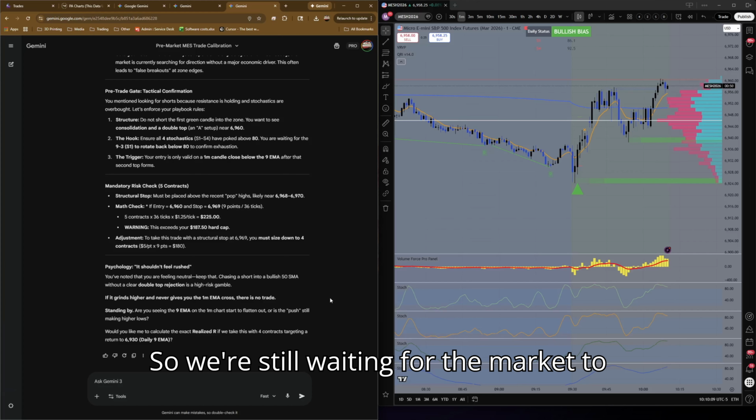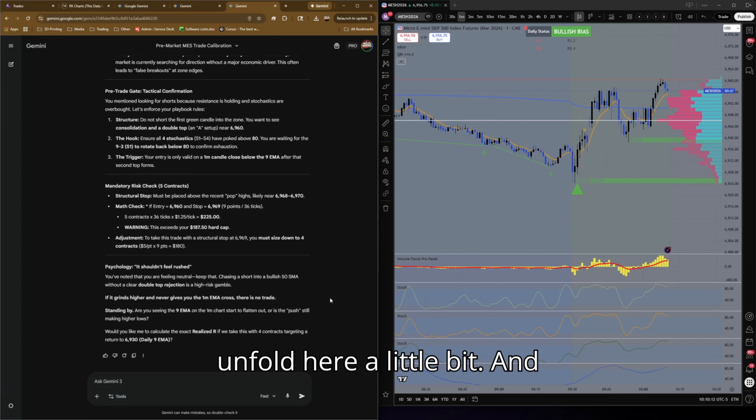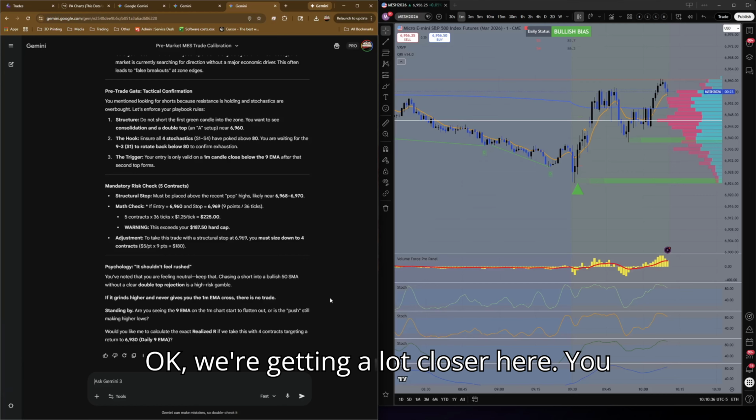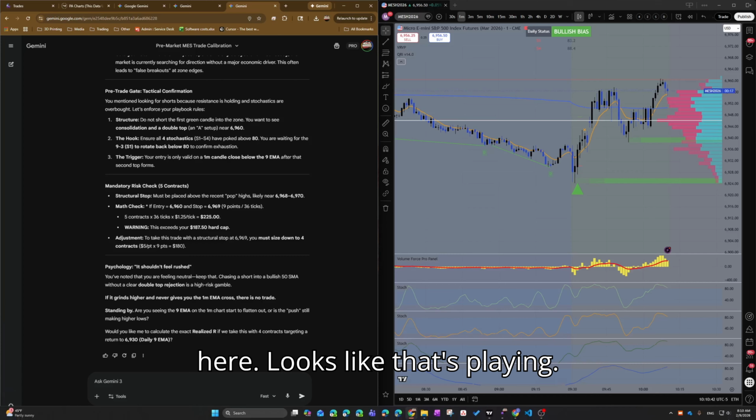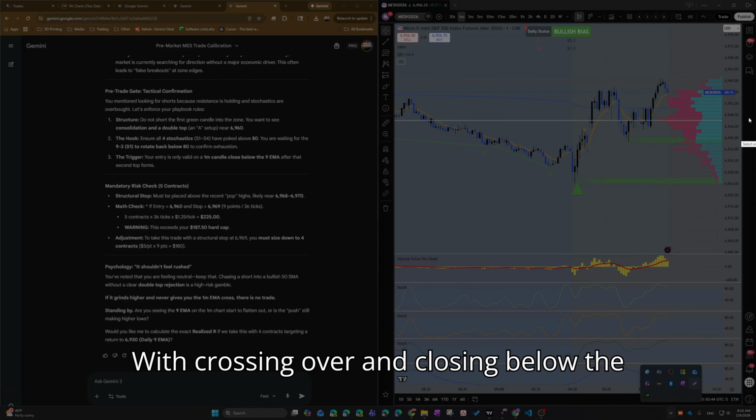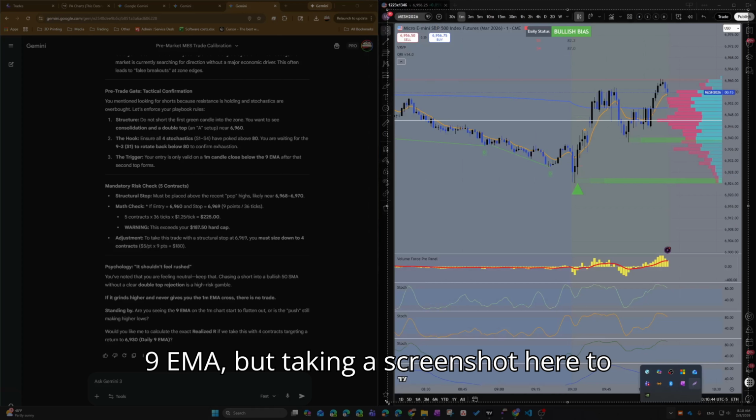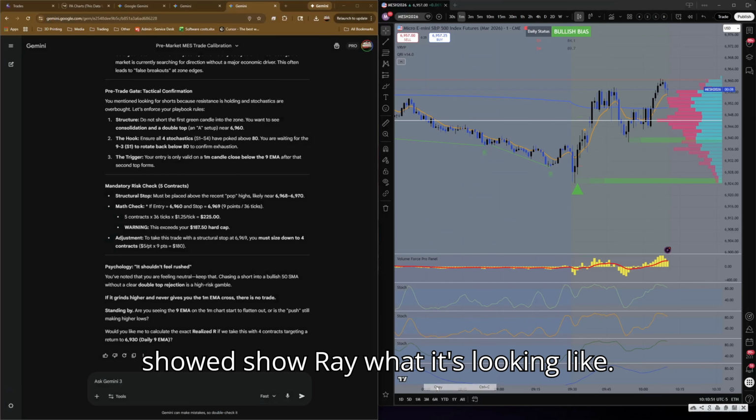So we're still waiting for the market to unfold here a little bit, and I'll just skip through this until we're getting closer to the short. Okay, we're getting a lot closer here. You can see I'm on the 1 minute time frame here. Looks like that's playing with crossing over and closing below the 9 EMA. But taking a screenshot here to show Ray what it's looking like.